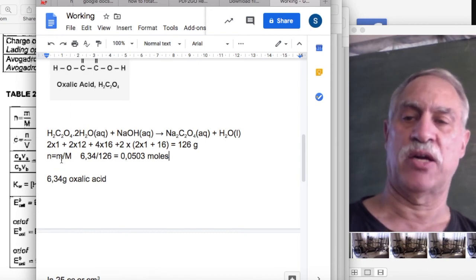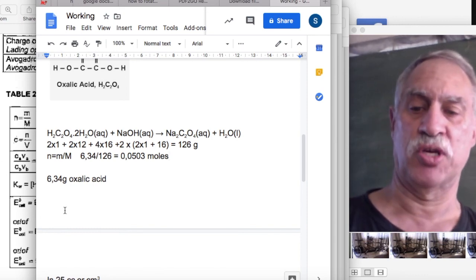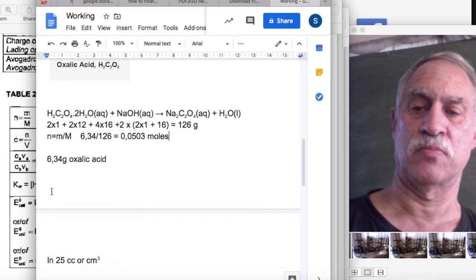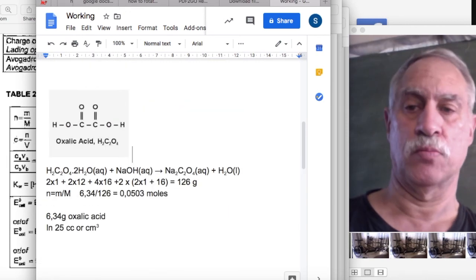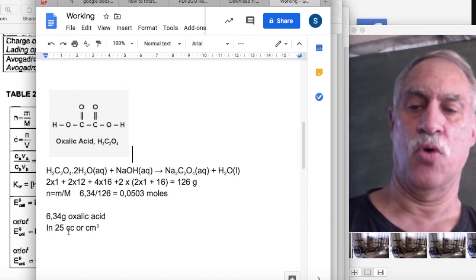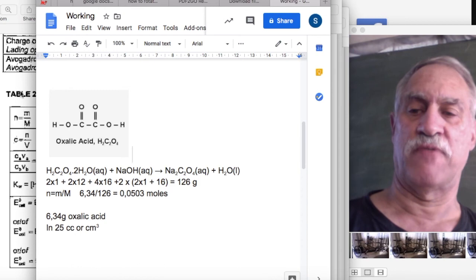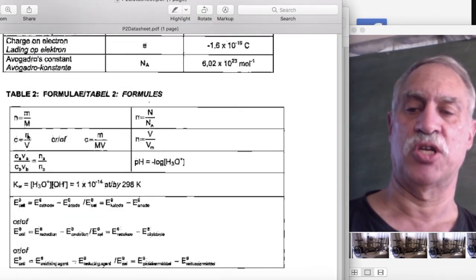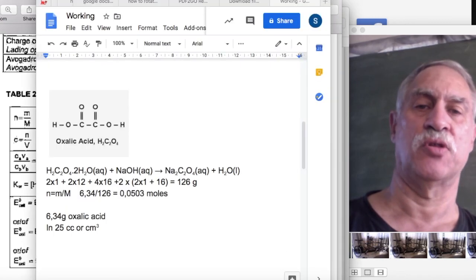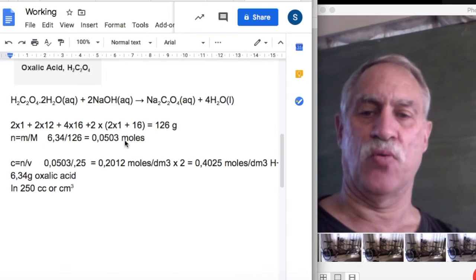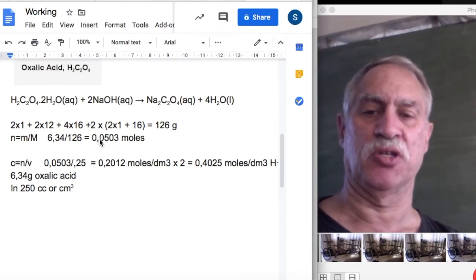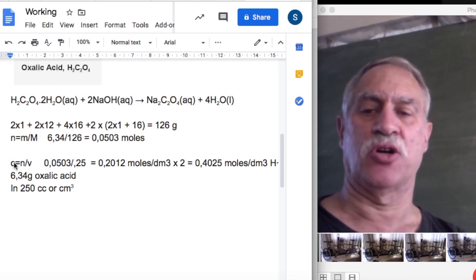Now let's go back to our BFF and find out what the concentration is if we put this amount into 250 centimeters cubed. Now let's look at our formula. Concentration is number of moles over volume. So let's just work out what the concentration of this is. Once we've worked out the number of moles as being 0.05 moles, we're now going to find the concentration.